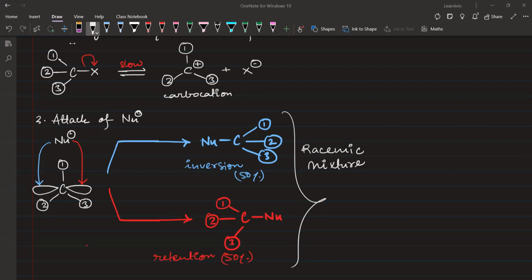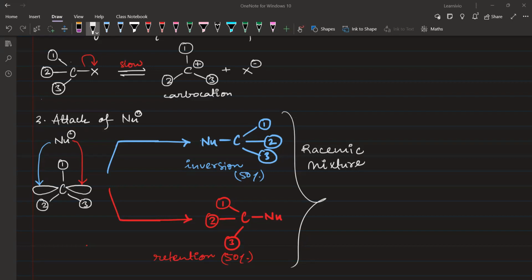So the ones you marked as 1, 2, 3, they should all be different. When they are all different, then we define this inversion and retention. Generally, इसको inversion or retention नहीं कहेंगे जब if you have 1 and 1 the same, then in that case it is not going to be a chiral carbon. But that discussion will come later on. We are not just learning the properties of SN1. We don't have to clear up that 1, 2, 3 should be different. I'm just telling you guys.